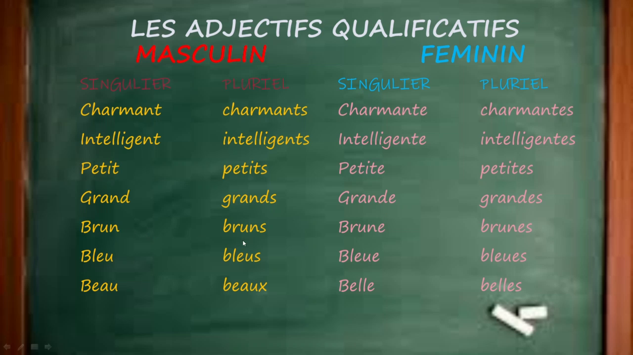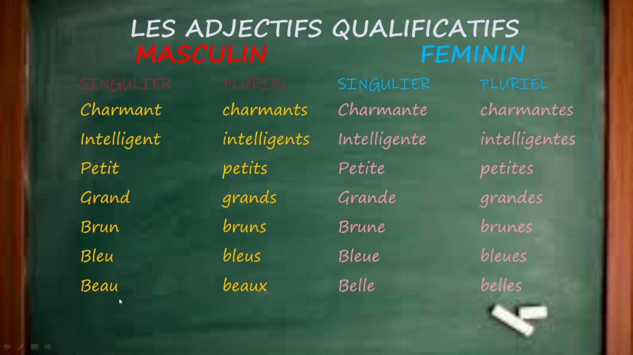So brun, bruns, brune, brunes. This is actually a color, right? So these two, brun and bleu, are colors. We just add S for the plural form, and E, and then ES: brun, bruns, brune, brunes. It means brown, or even a person who is brunette. Then you can say brun, brune. Voilà. So bleu, bleus, bleue, bleues. For bleu, the pronunciation is the same for all four, but in the written form, we add S for the plural, E for the feminine singular, and ES for the feminine plural.